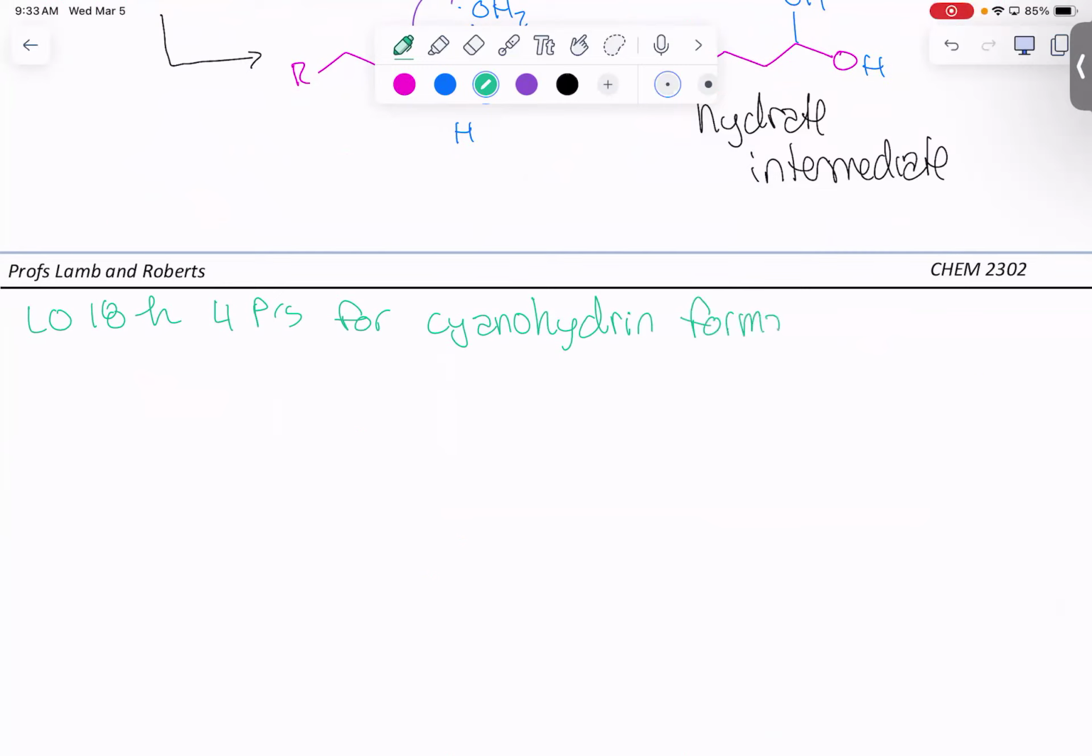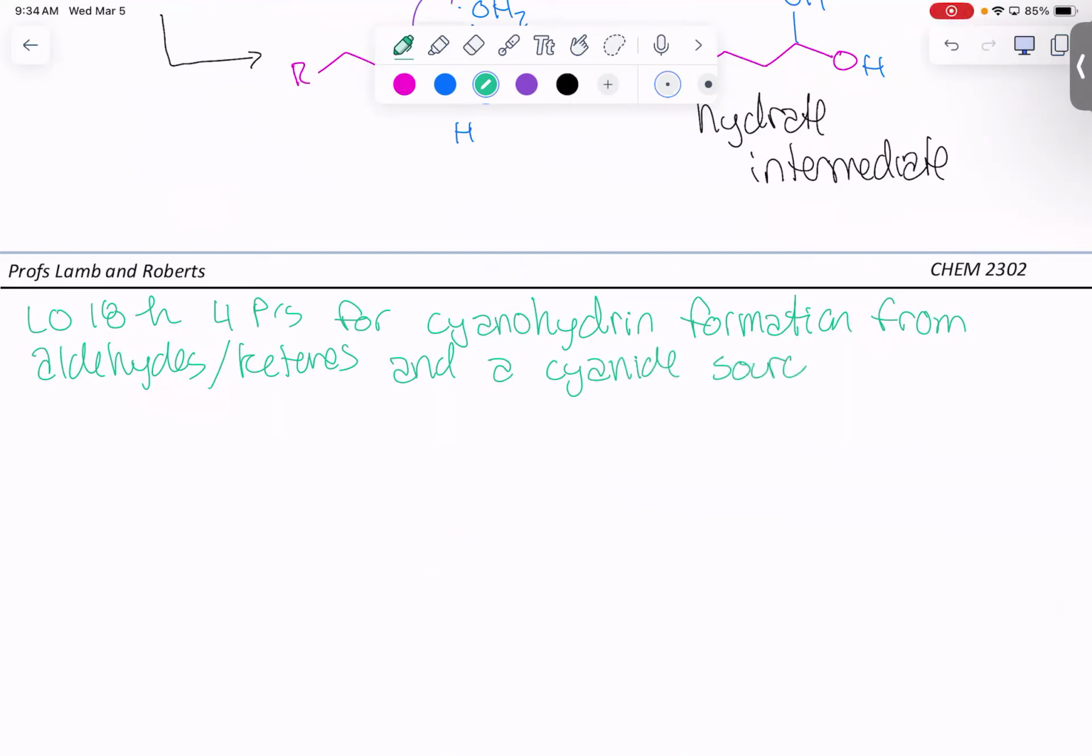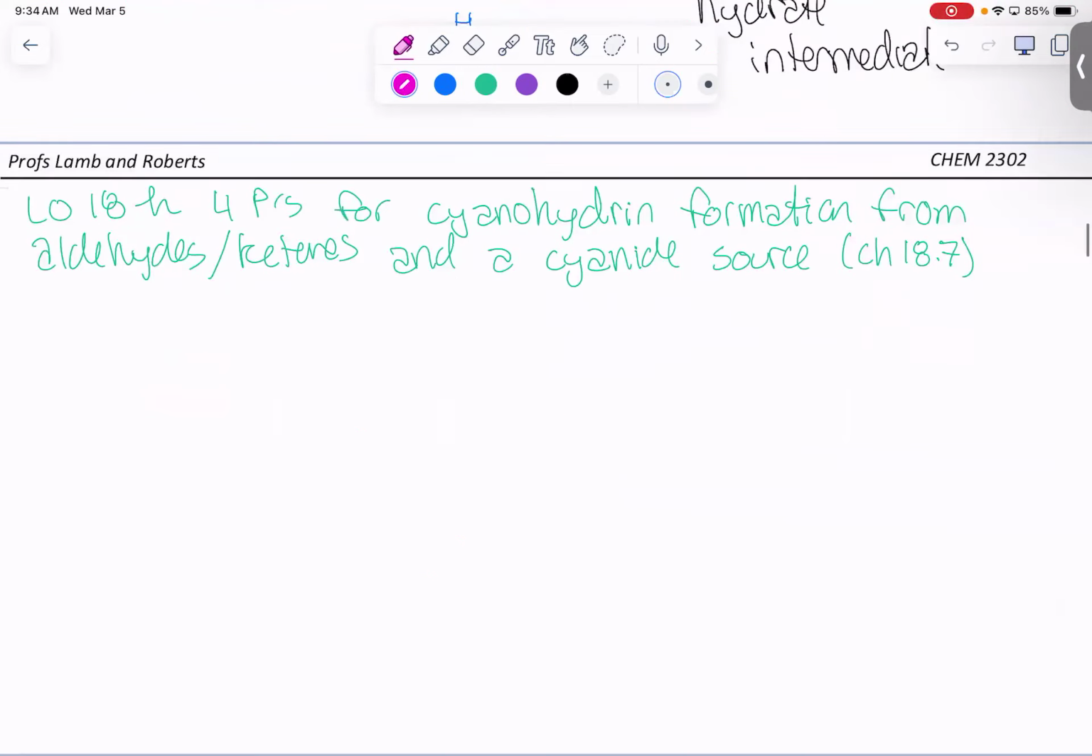Remember, we talked about cyanohydrins as one of the functional groups we needed to know. This is going to be from aldehydes and ketones, and a cyanide source. You can find this in chapter 18.7. All right, so what we need at the end of the day, we'll see how this mechanism works, is some form of cyanide. And we can actually have 3 sets of conditions that will work for this.